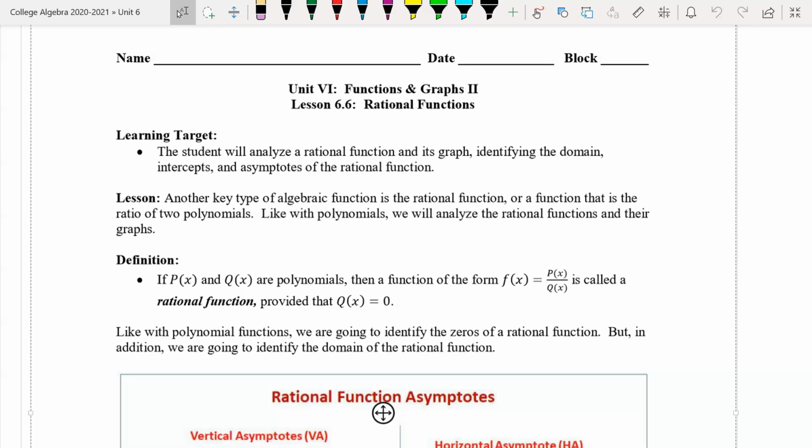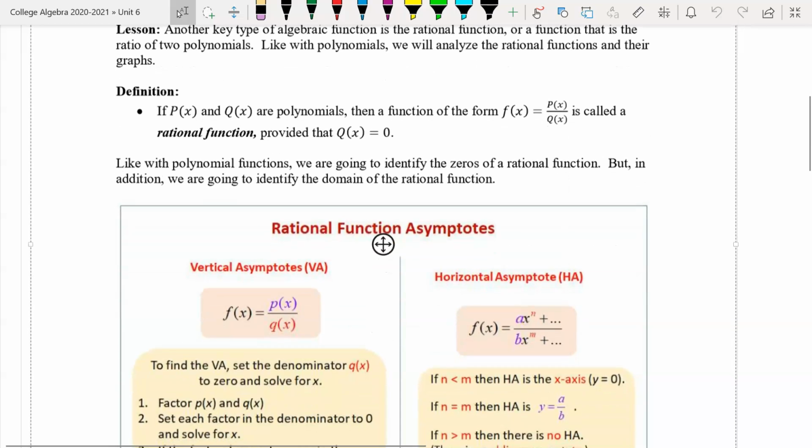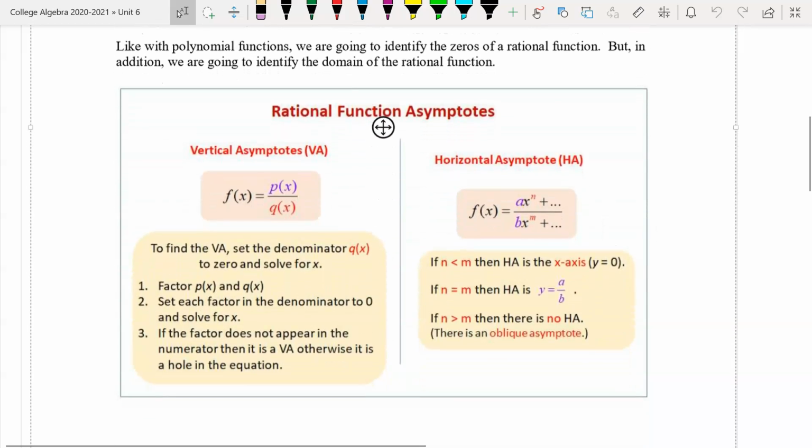So with that being said, the big thing on the Hawks that they really care about is the rational function asymptotes. So there's some rules that go with this. A vertical asymptote, to find the vertical asymptote, you set the denominator to 0 and you solve for x. Before you can do all that though, you need to follow these 3 steps.